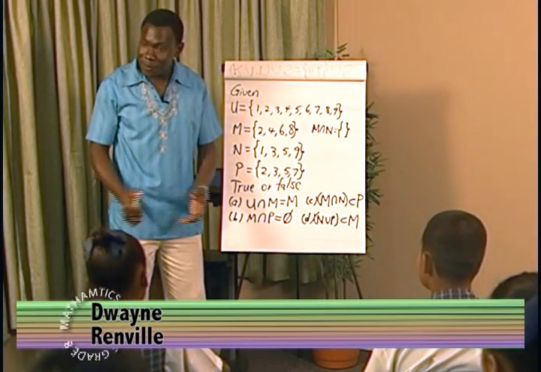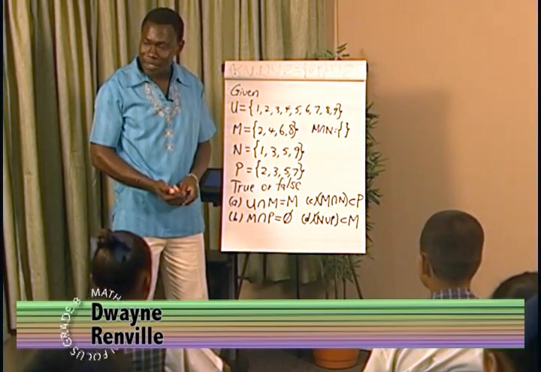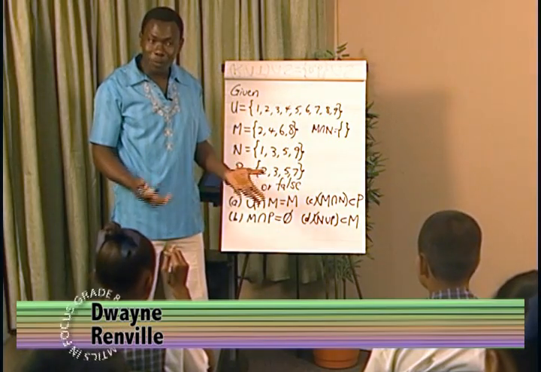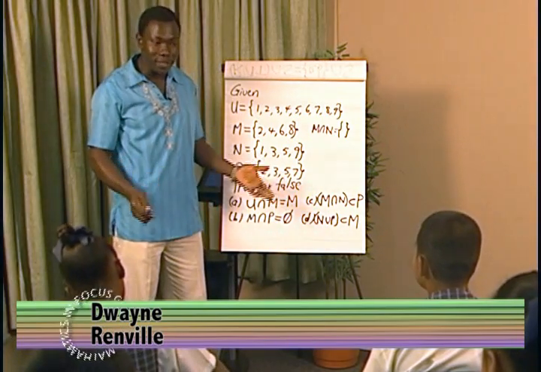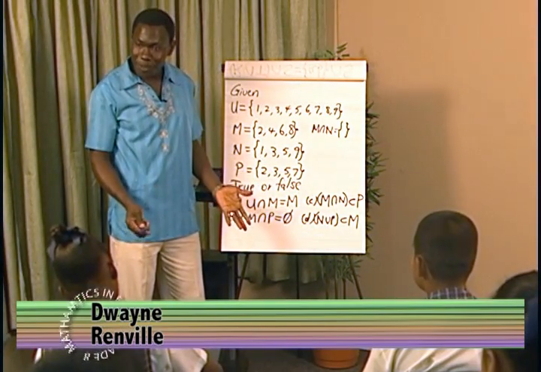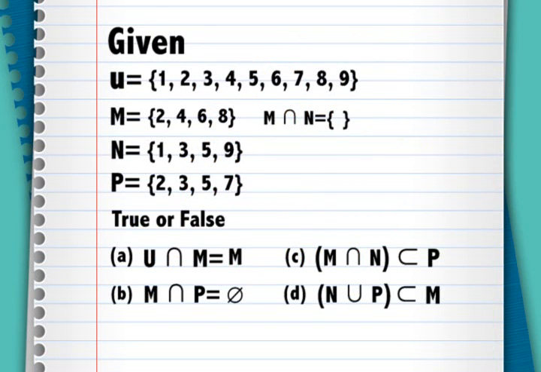Last week we did subsets. In the last session we did subsets, and we say that one set is a subset of all the other sets, and that set is the empty set. So is this empty set a subset of P? Yes, sir. So this statement is true, because M intersect N is an empty set, and an empty set is a subset of P.